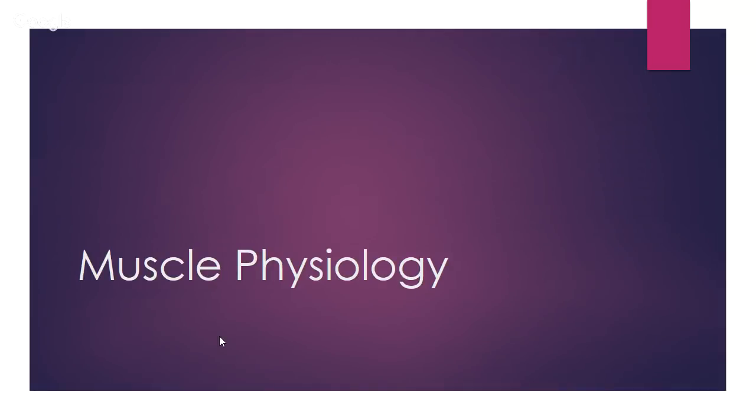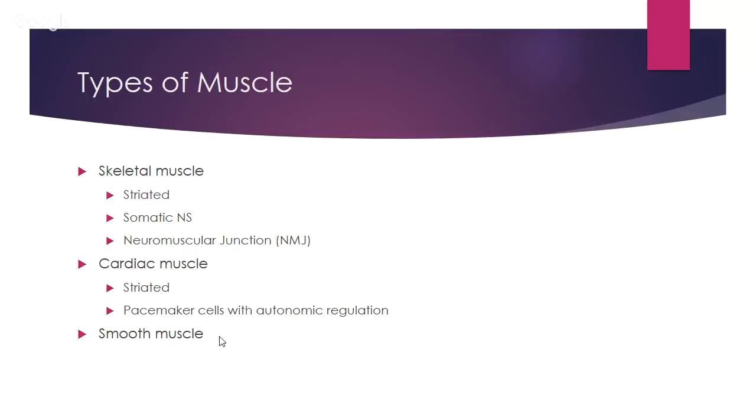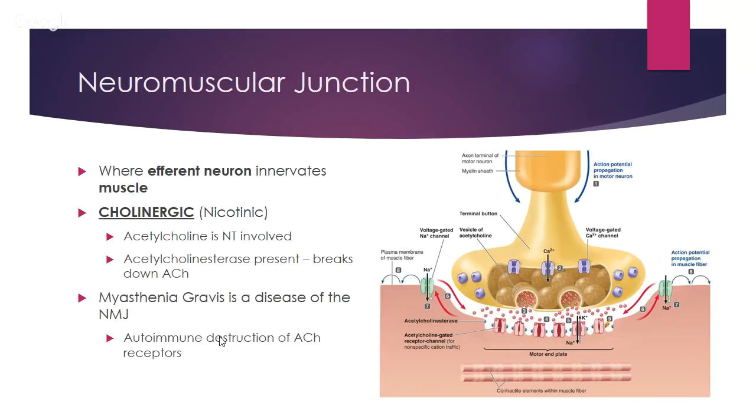Okay, nearly done, guys. Muscle physiology. The types of muscle: skeletal muscle, it's striated, it's activated by the somatic nervous system. The neuromuscular junction is the interaction between the nervous system and these muscles. Cardiac muscle, striated, pacemaker cells, autonomic regulation. I'm not going to talk too much about that. I'm sure the person that's giving you the cardiac physiology lecture will go into that. And smooth muscle, I just haven't got much on that either.